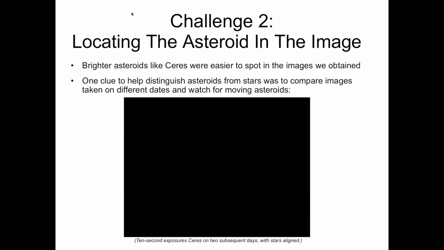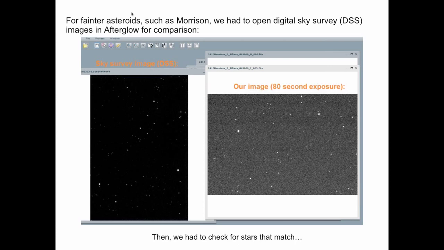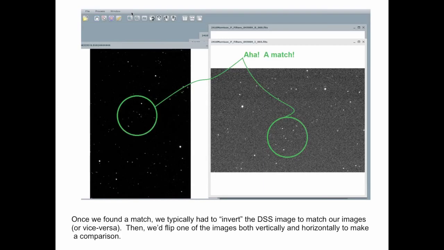Okay. So the next slide will show how we were able to locate the asteroids that were much smaller. And so we used the Digital Sky Survey images for comparison. You go to the next slide. And we had to find kind of stars that would match, but you'll see that we actually had to invert and flip horizontally as well as vertically to get the images to actually match exactly.